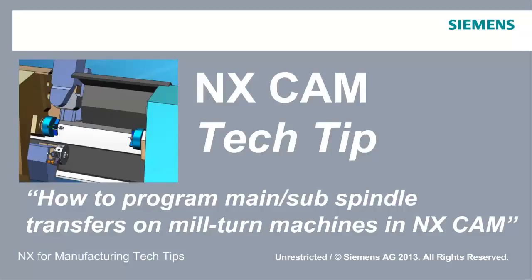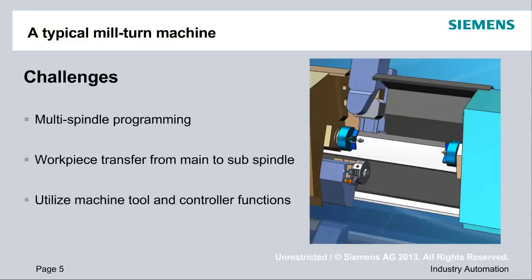Today's tech tip is titled, How to Program Main and Sub-Spindle Transfers on Mill-Turn Machines in NX CAM. The demonstration will last approximately 20 minutes, and we'll stay on the line and open up a chat window for questions and answers. With that, I'll turn the session over to Uwe Edlinger. Welcome, Uwe. Let's get started.